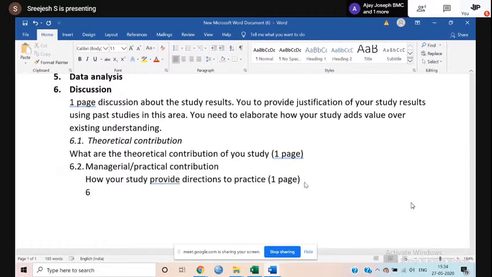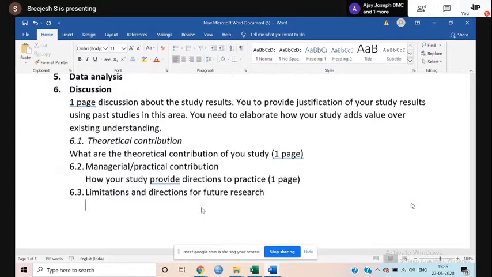And followed by that, my recommendation is that you make 6.3, limitations and directions for future research. It means that in this section, you need to provide what are the major limitations. Remember, major limitation of the study. And remember, you should not provide a separate argument for future research direction.